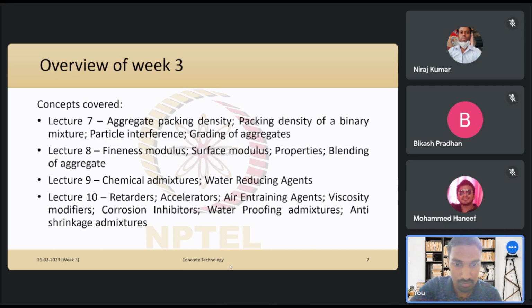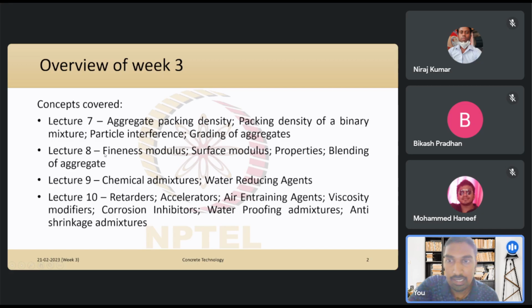Sorry for that disturbance. Okay, so we finally looked at the grading of aggregates in lecture 7. So how do we do that, right? We do it basically using sieve analysis, right? So we come up with what is the fraction of the aggregates that are going to be passing through different sieve sizes, or we can also look at it as the percentage of aggregates that are retained on the different sieve sizes, and then we can come up with a grading for the different aggregates.